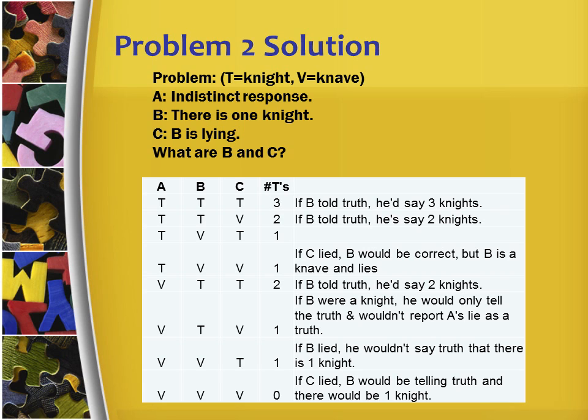If there is one knight, and that's true, which is true here, TVV, there's only one knight, there's a contradiction because B has to be a knave in the TVV situation. So we can eliminate this because there is a contradiction.